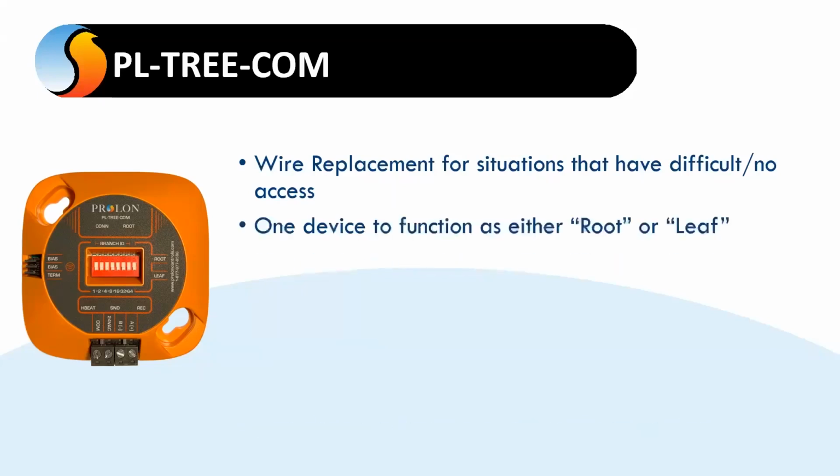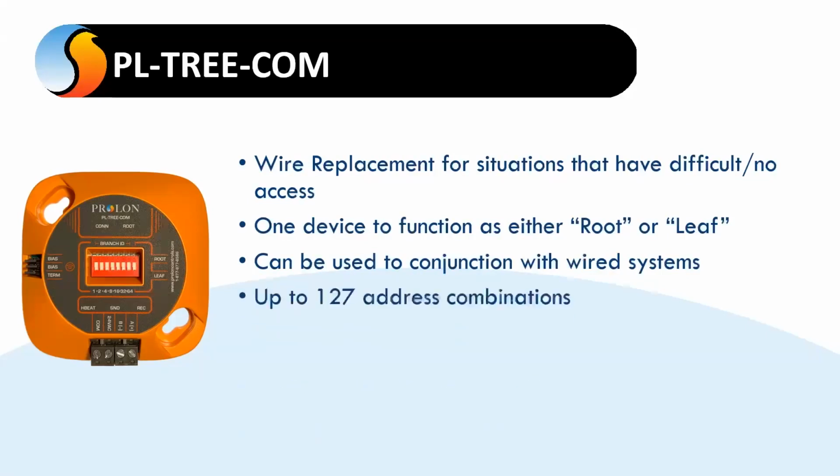Okay. Being that we call it the TreeCom, we use a nomenclature of root and leaf. So we're going to be using this in conjunction with wired systems up to 127 address combinations. And these addresses exist outside the Modbus address that you're already using. This is a completely separate addressing. It's not going to occupy an address in Focus. It is totally isolated. You will actually not even see these modules in Focus, at least not as of right now. Okay.